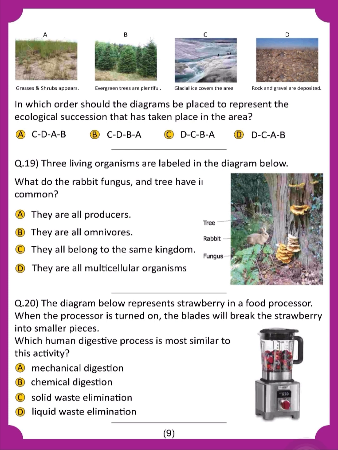Next, 3 living organisms are labeled in the diagram below, and then you have to tell what the rabbit, fungus, and the tree have in common. The correct answer is option number D. They all are multicellular organisms.